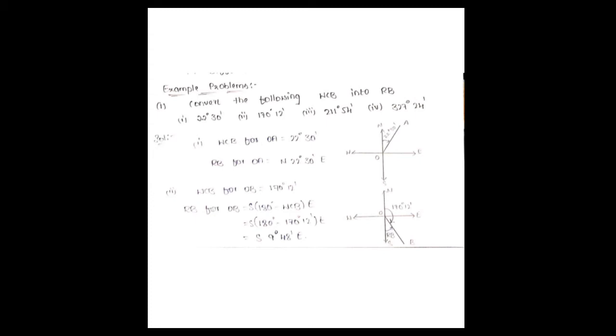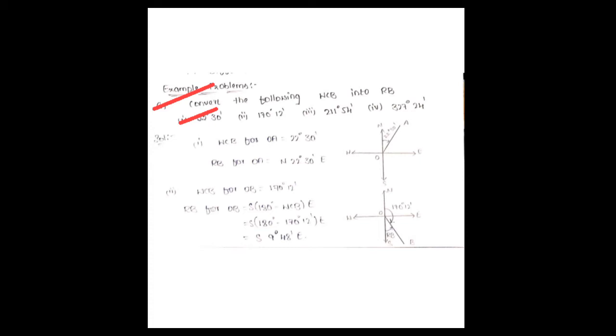First problem: convert the following WCB into RB. You have to remember that if they have given only the bearing values, nothing but the angles, then it is the WCB system. Each and every one we will discuss separately. For the first one, 22 degrees 30 minutes, we already know that it lies in the first quadrant.